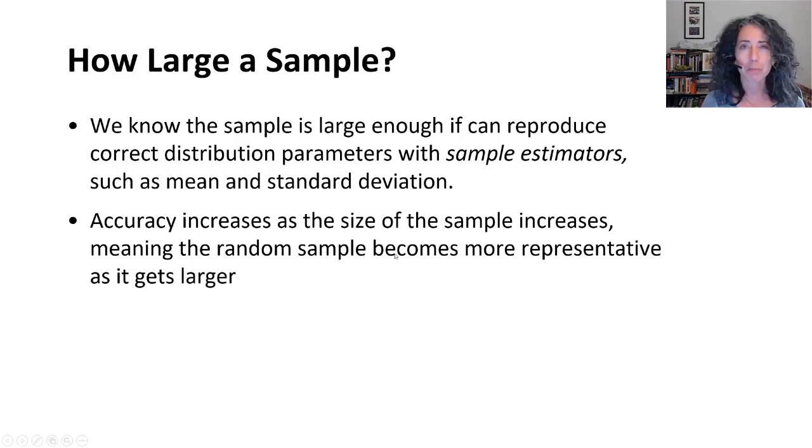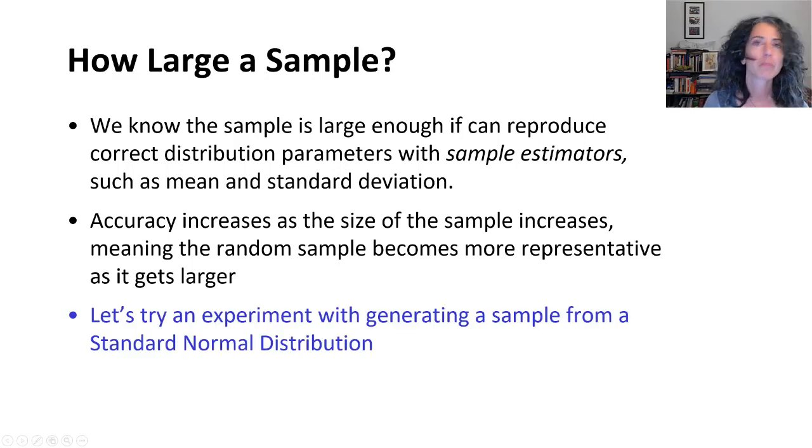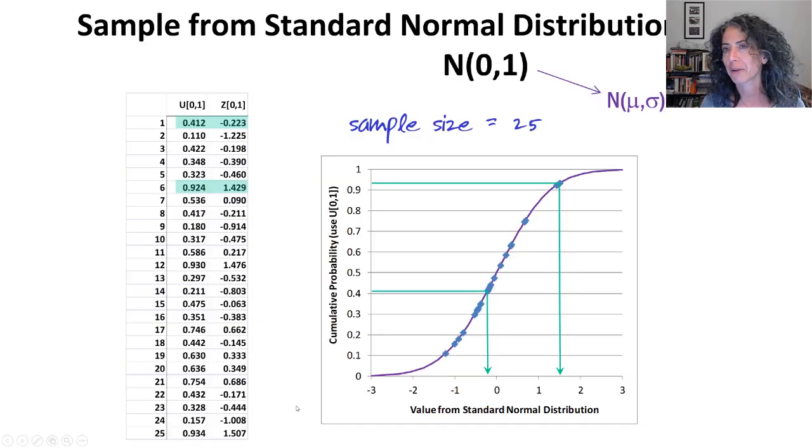A non-random sample doesn't necessarily become more representative, but a random sample is going to be more representative as it gets larger. So let's do a quick experiment generating a random sample from a standard normal distribution and see what that looks like. The standard normal distribution, if you recall, has a mean of 0 and a standard deviation of 1. If we create a sample of size 25, here's a column of 25 uniformly distributed random values between 0 and 1.